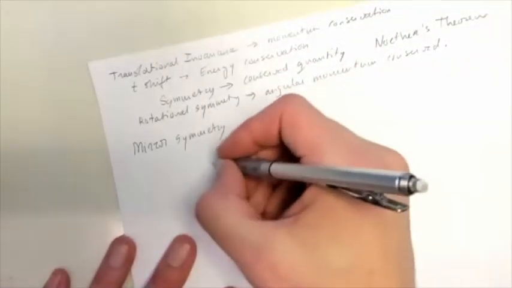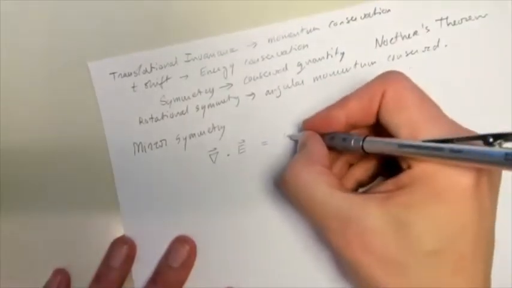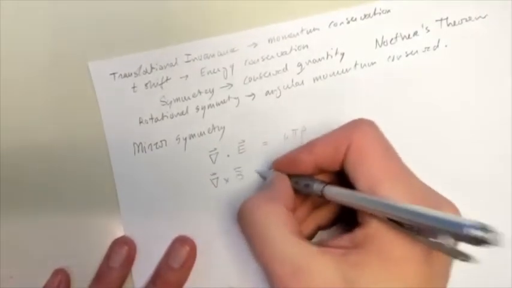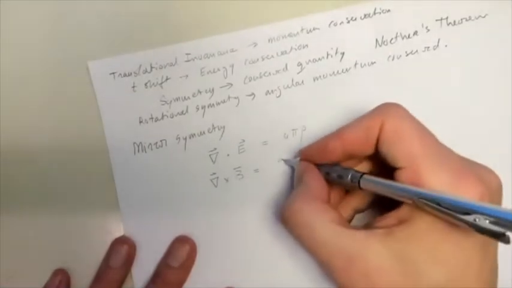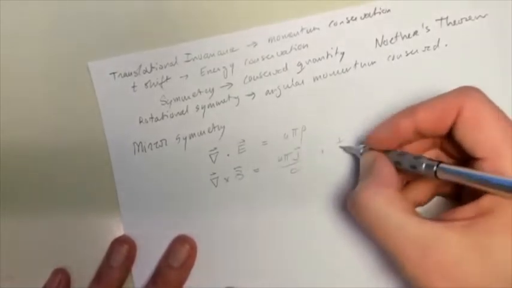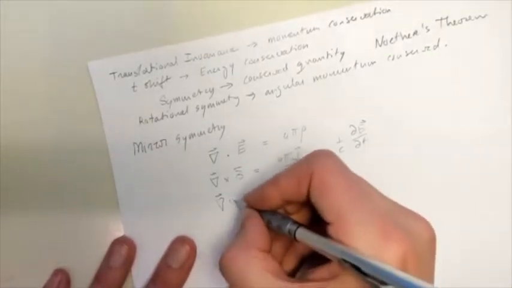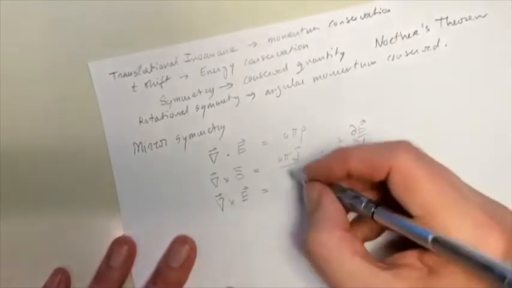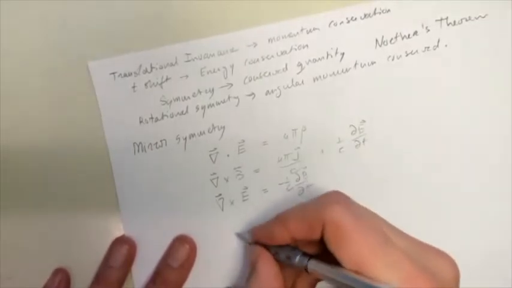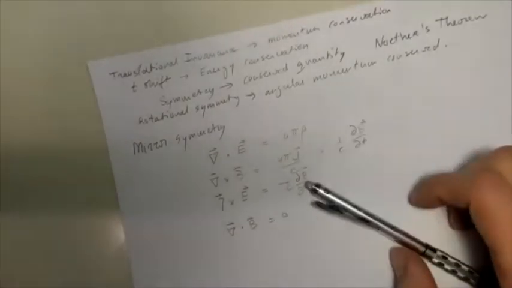I'll put Maxwell's equations here again. So we have divergence E equals 4 pi rho, and then we have the curl of B is 4 pi J over c plus 1 over c dE/dt, and the curl of E equals minus 1 over c dB/dt. This is your riveting TV, I know. All right. Okay, what do we mean by mirror symmetry?